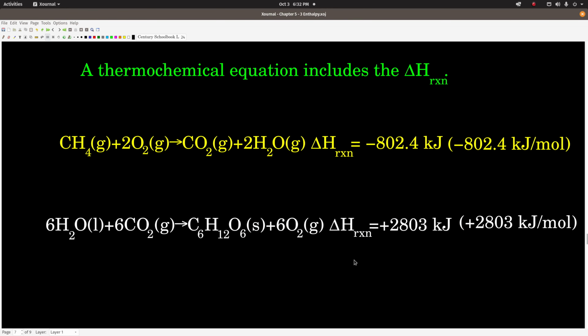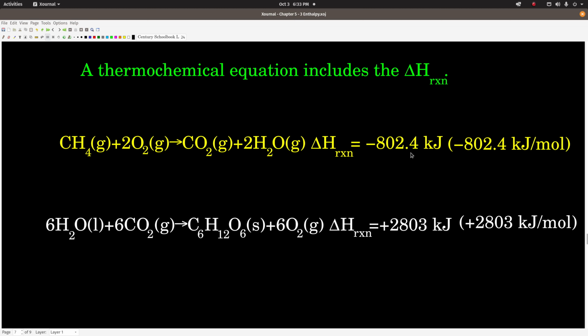A thermochemical equation is just a regular old balanced chemical equation with one other very useful piece of information, the heat of reaction. It's usually written something like this, just tacked on the end, and you're given a number. For example, for the combustion of methane, the heat of reaction is negative 802.4 kilojoules. About half the time you'll see the units written as kilojoules per mole. I personally prefer just kilojoules, and here's why.